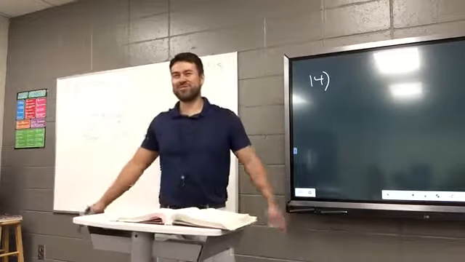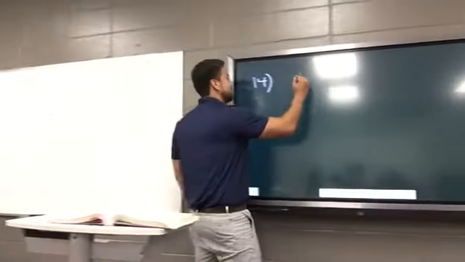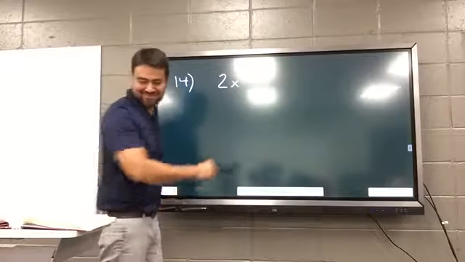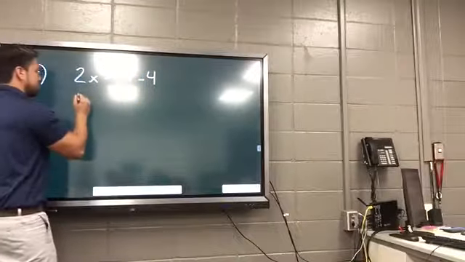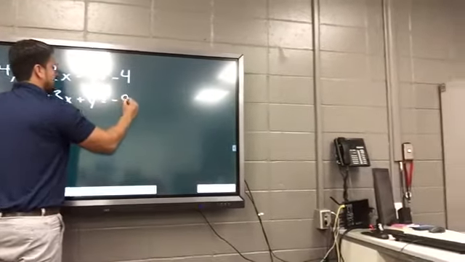Now I'm more comfortable. Okay, let's go with number 14. Ellie, read it for me. Okay. 2x minus y equals -4 and -3x plus y equals -.